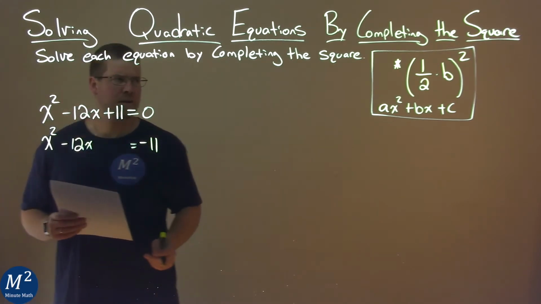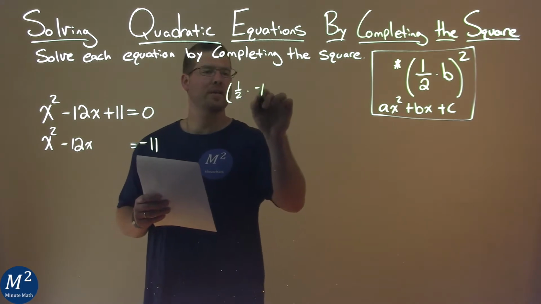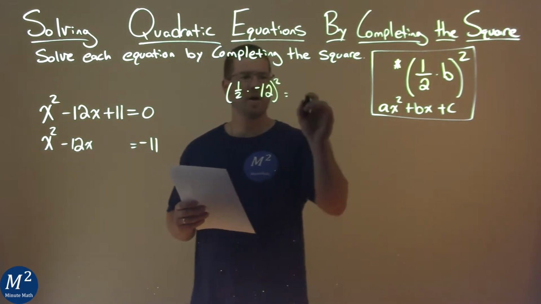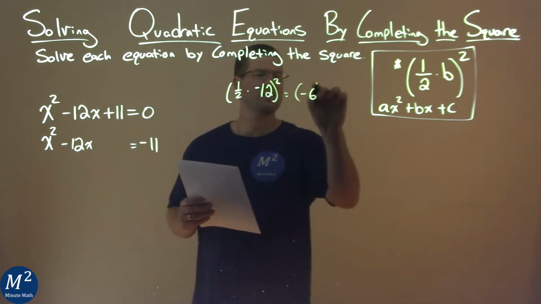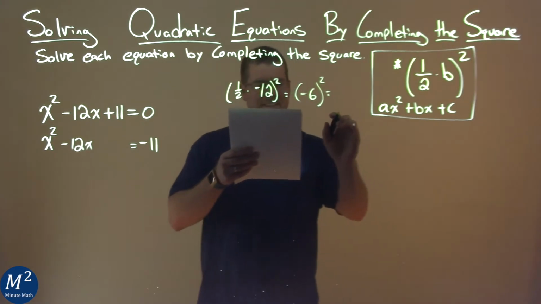My b value is negative 12, so I use my formula. 1/2 times a negative 12 squared. Well, 1/2 times a negative 12 is a negative 6. Square all that, and we get a positive 36.